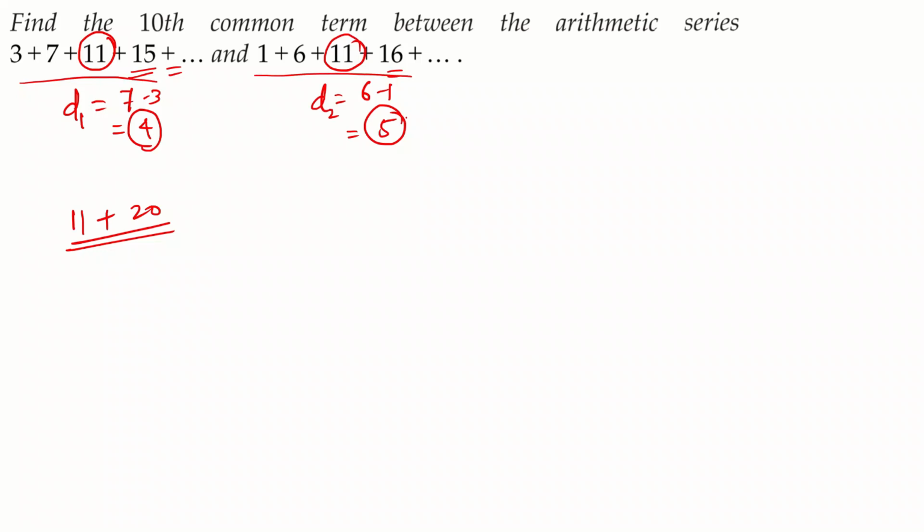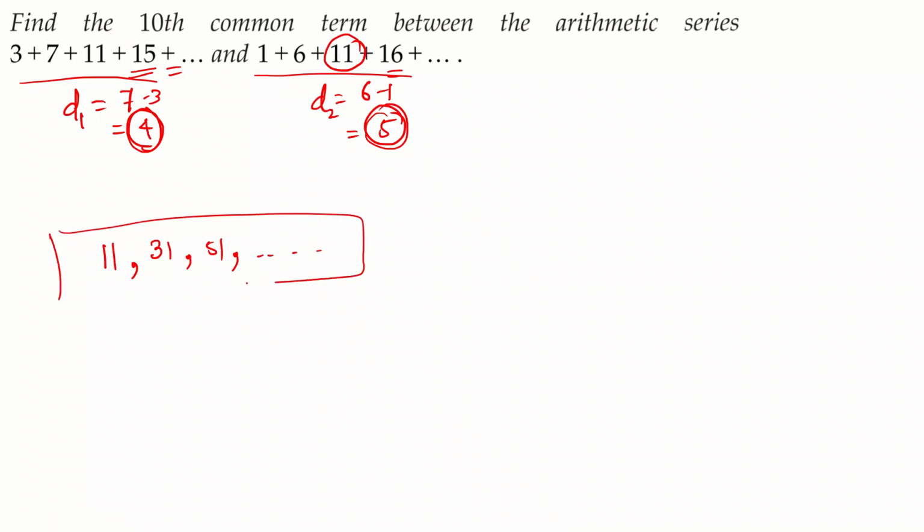So the trick here is that you just find the first common term, whatever it is, and thereafter you take the LCM of these two common differences. The LCM will give you the common difference of our required AP. So our required AP has the first term 11 and the common difference 20. So our next term will be 31, then 51, and so on, and this is our required new AP, and we just need to find the 10th term of this new AP, because they are asking us to find the 10th common term.